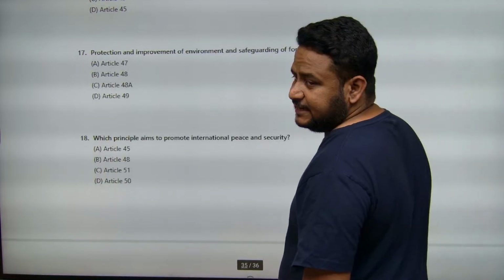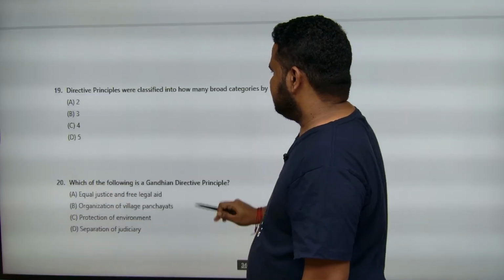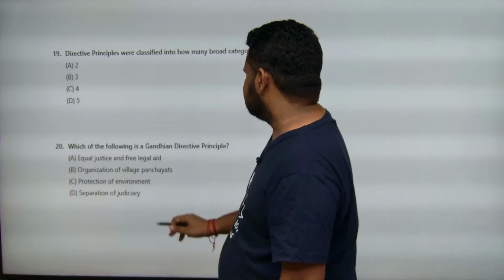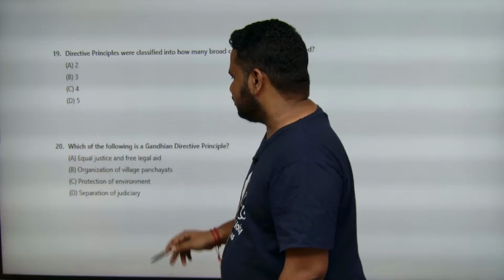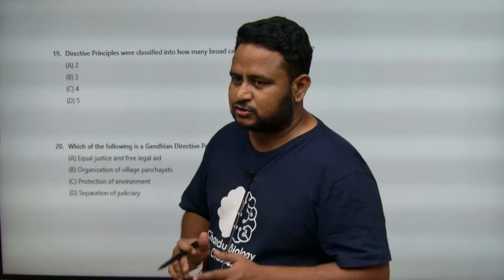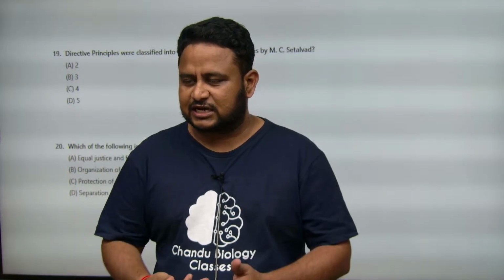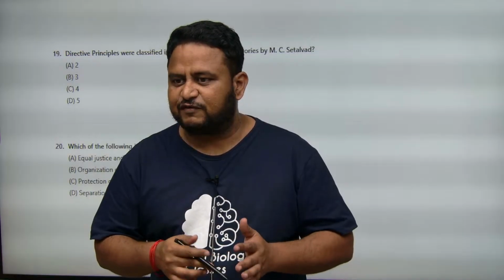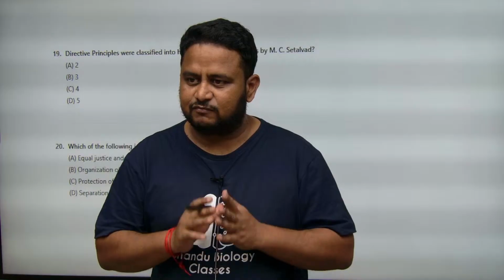Environment 48A. Principle promotes international peace and security 51. Directive principles are of how many categories? 3 categories. Which of the following is the Gandhian directive principle? Organization of village panchayats. So that's all. We are done with directive principles of state policy. In the next class, we will be talking about article 51A, that is part 4A, that is nothing but fundamental duties. Very important. Fundamental duties will be done in one session itself.